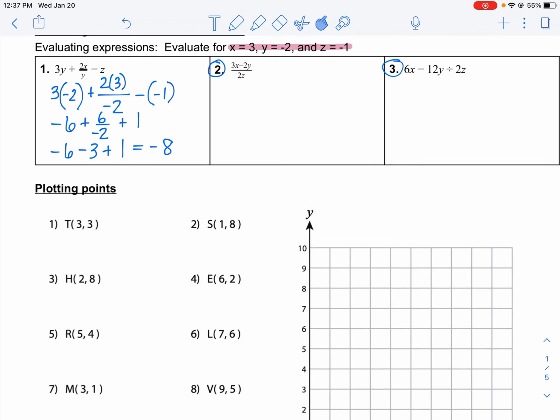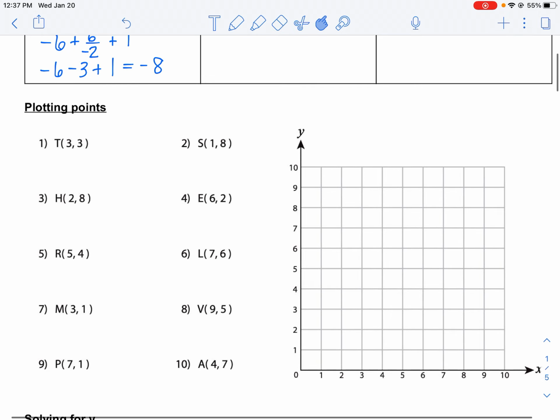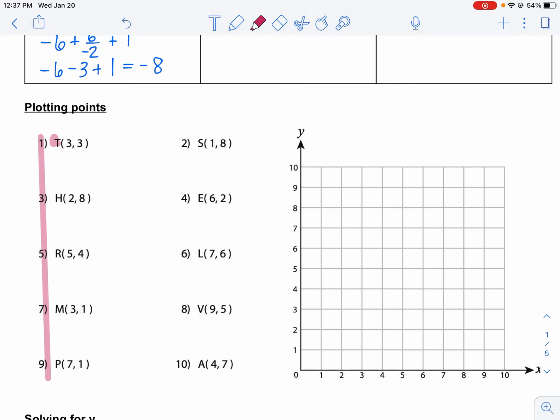Moving on to plotting points. I do not think this is anything that I need to review with you, other than you are plotting all of these points in quadrant 1, and you need to make sure that you include each of the labels with the points for the letters. So when you do number 1 and plot 3, 3, you should also be marking that T. Go ahead and finish all of 1 through 10 for plotting those points on the coordinate plane, just to refresh your memory.